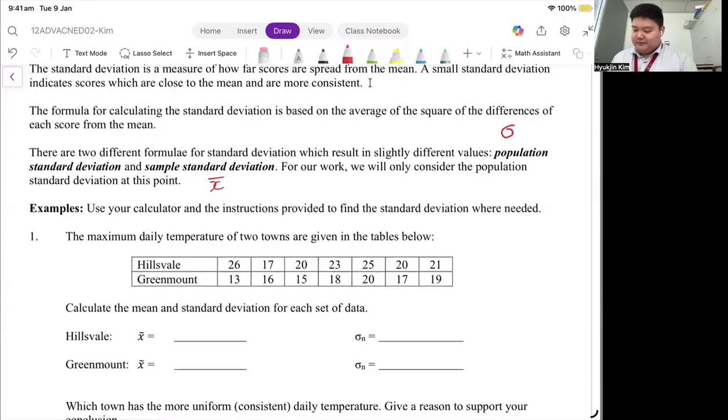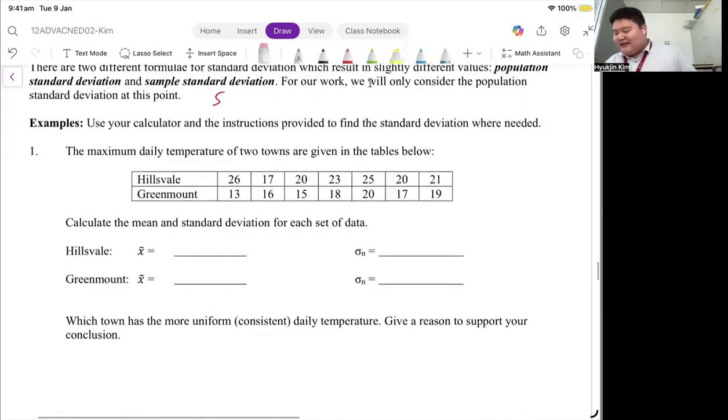Now, wait a minute. I don't think this is a standard deviation. Oh, my bad. Sample standard deviation is this, S. I think this is the mean. I don't know why I did that. I read the next part and I was like, oh wait, that's where I've seen that from. Anyhow, use your calculator and the instructions provided to find the standard deviation where needed.